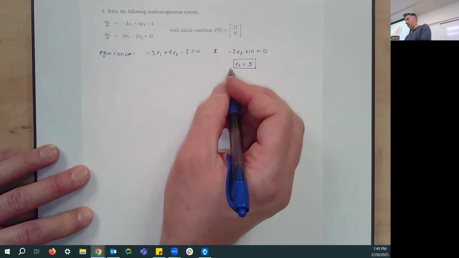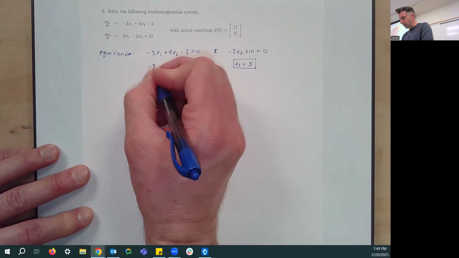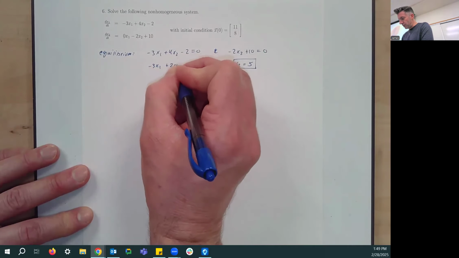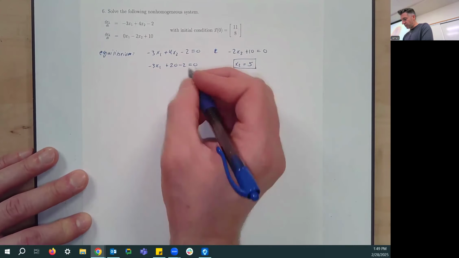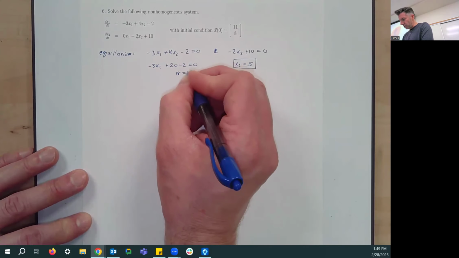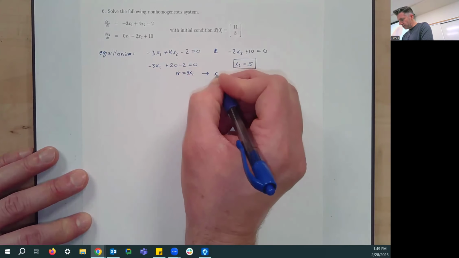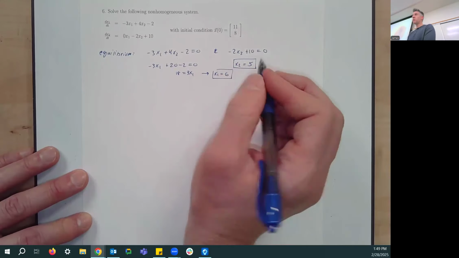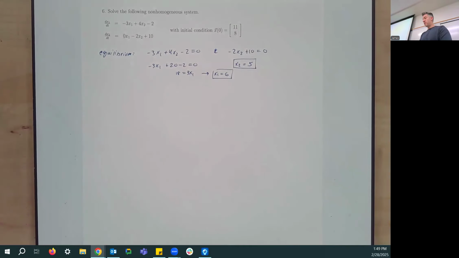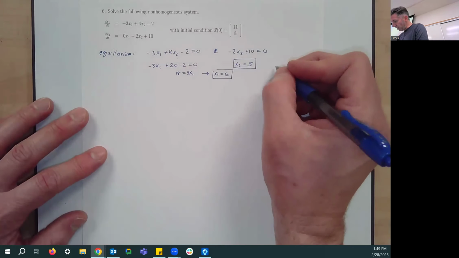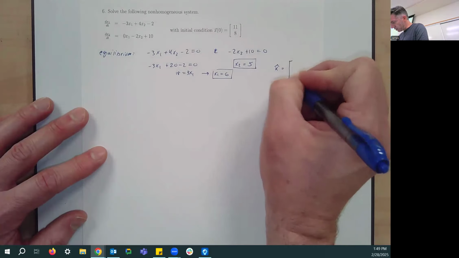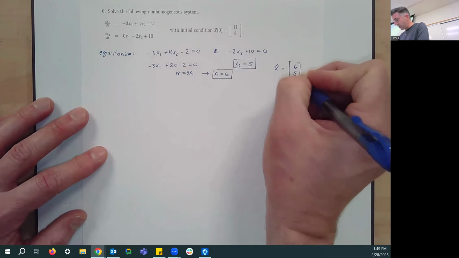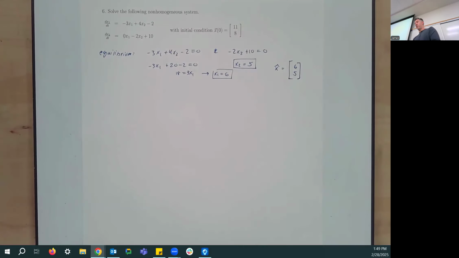And then if we plug that back into the other equation, we have -3x1 plus 20 minus 2 equal to 0, or 18 is equal to 3x1, so x1 is equal to 6. So that's our equilibrium, 6, 5. I would point out that our x hat is equal to 6, 5. Do make sure you get the order right. I know I wrote x2 first and x1 second, but x1 has to go on top.